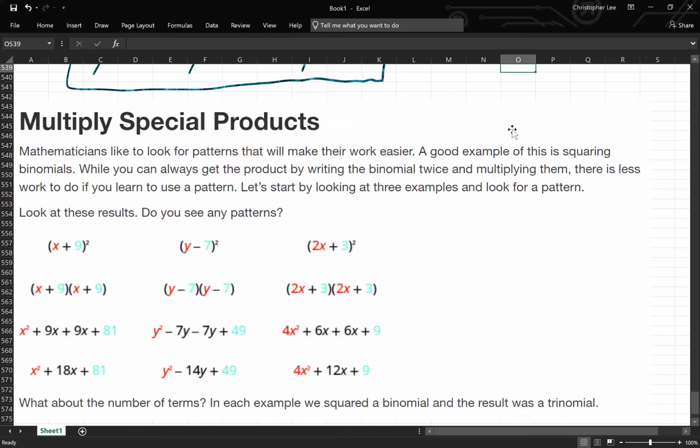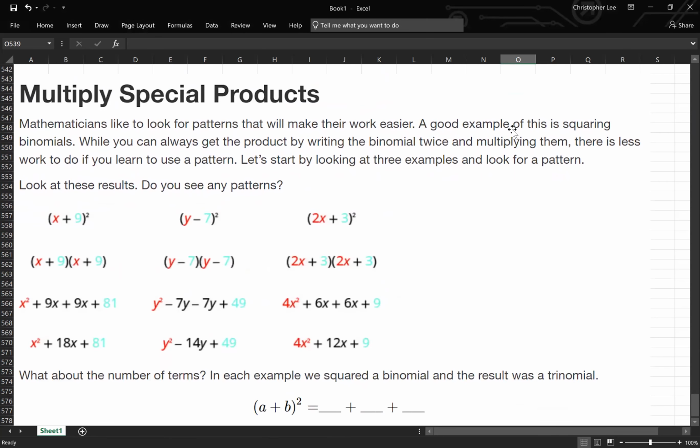So mathematicians like to look for patterns that will make their work easier. A good example of this is squaring binomials. While you can always get the product by writing the binomial twice and multiplying them, there is less work to do if you learn to use a pattern. Let's start by looking at 3 examples and look for a pattern.